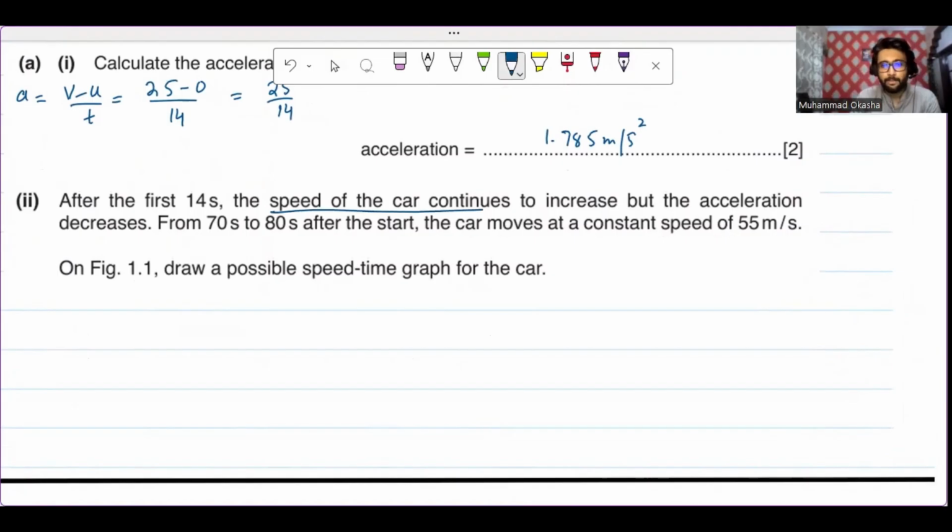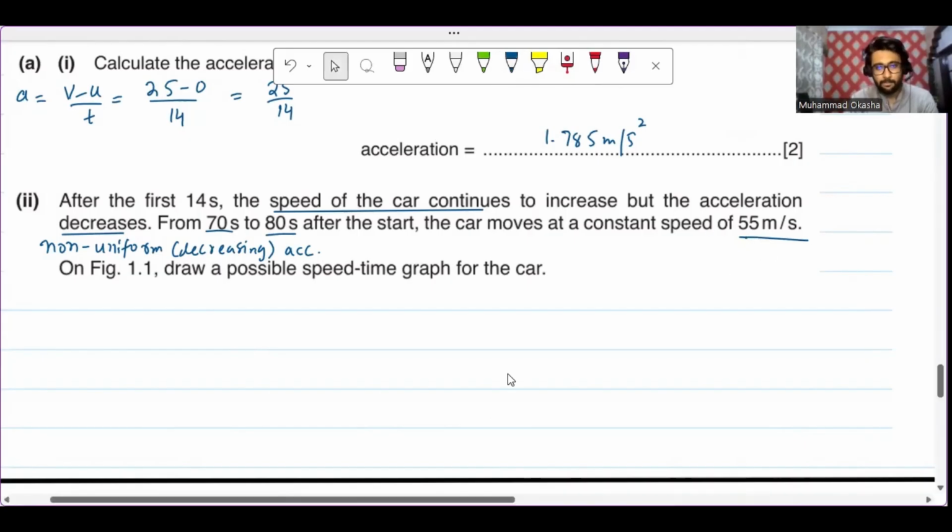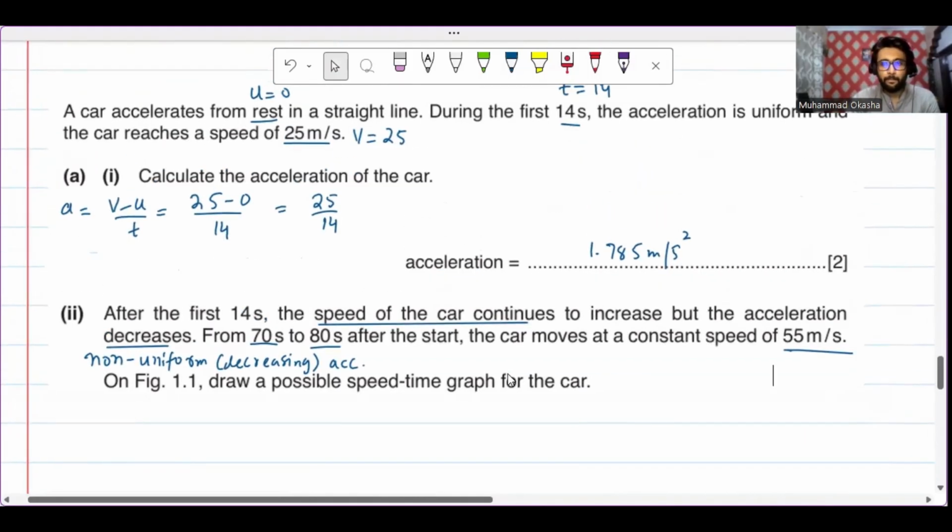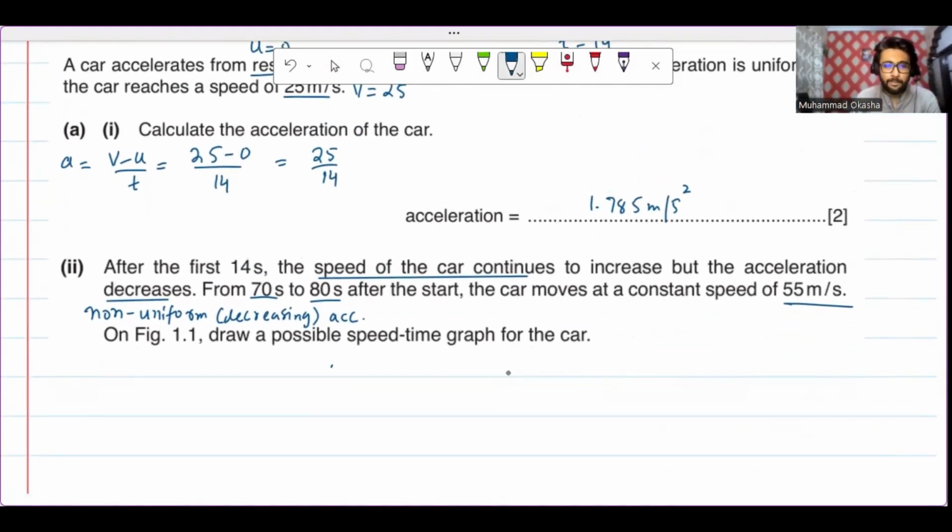Okay, after the first 14 seconds, the speed of the car continues to increase, but the acceleration decreases. So decreasing acceleration, of course, is going to be non-uniform. From 70 seconds to 80 seconds after the start, the car moves at a constant speed of 55 meters per second. Draw a possible speed time graph. Okay, so I'll make a graph like this, with time and velocity. When time is 0, the velocity is 0, right? And when time is 14, the velocity is 25, right?